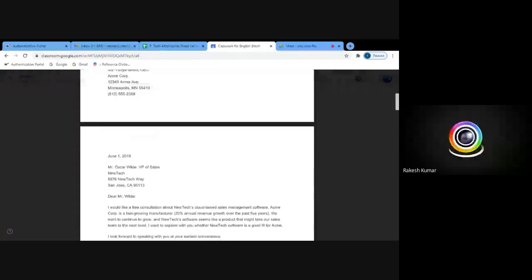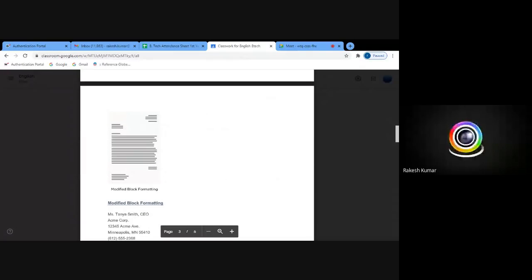There is another one called modified block. You see the difference here in the modified block is that some information comes down to the right hand side. The sender's address, the date, and the complimentary close and signature come on the right hand side, and the rest of the information is aligned at the left hand side.